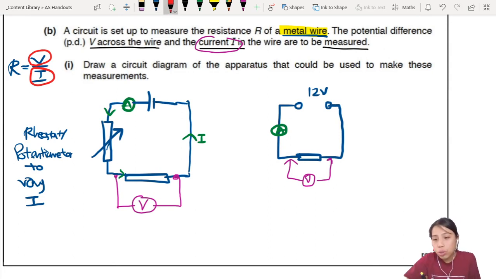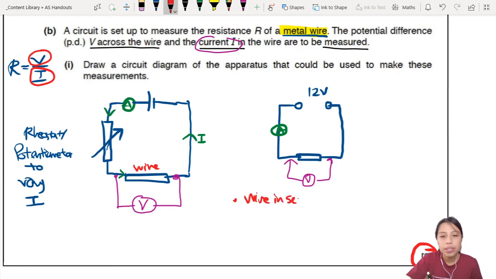So here you see there are 3 marks. Oh my, am I blocking the 3 marks? Yes, 3 marks. Where do the 3 marks come from? If you check the mark scheme, you realize that the first mark comes from the metal wire being in series with everything else. So first mark: wire in series with your battery or power source.